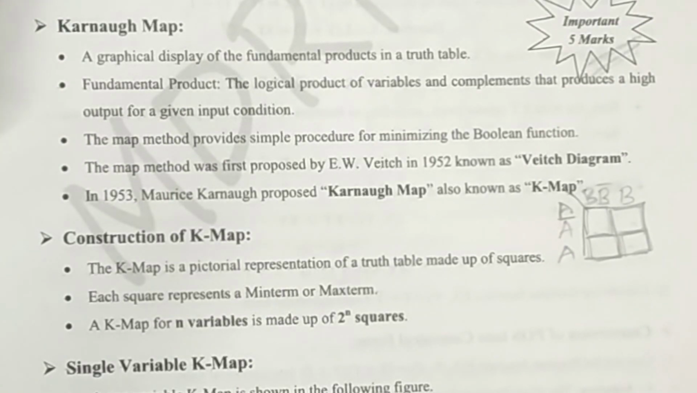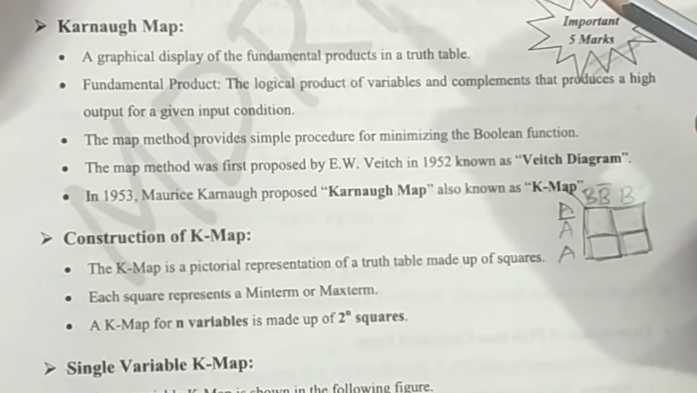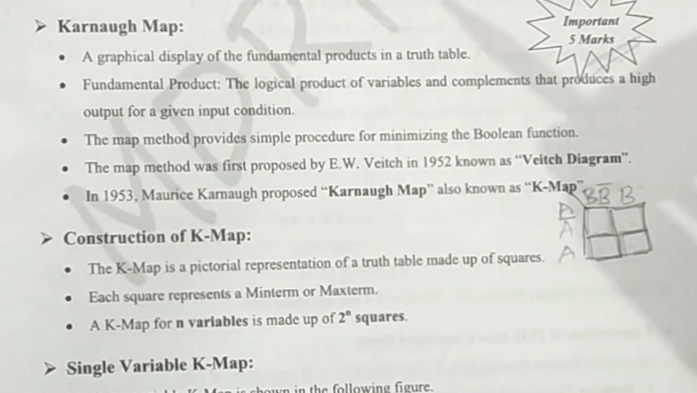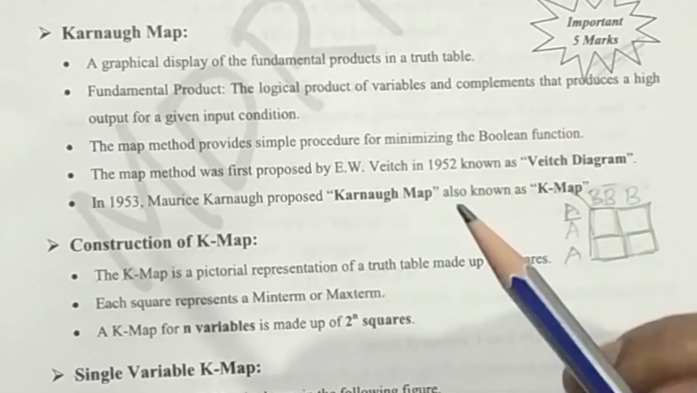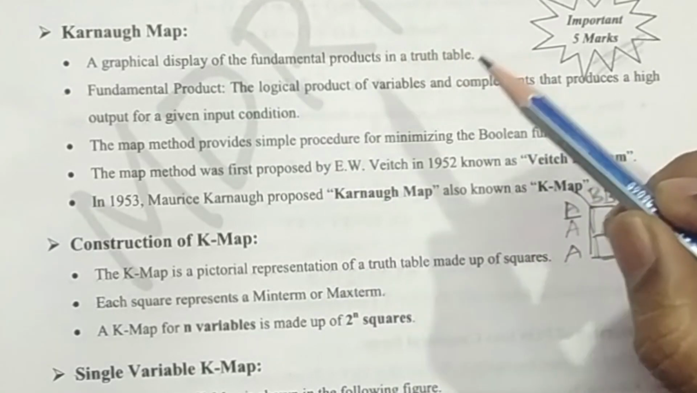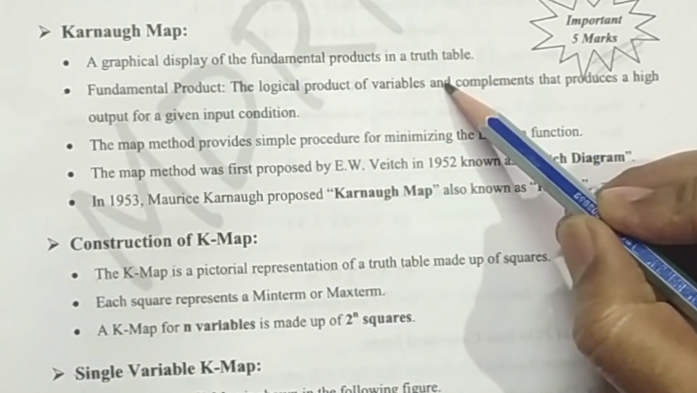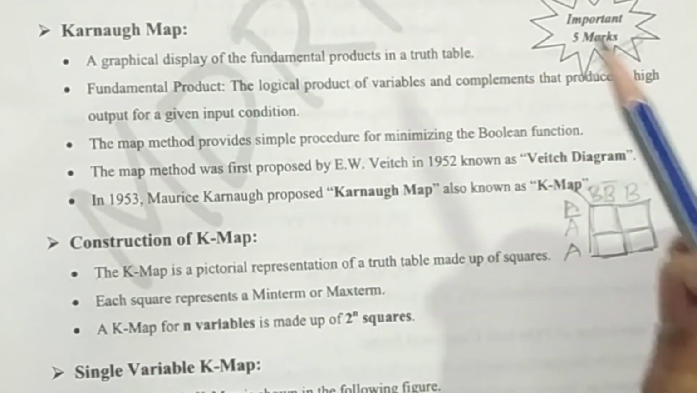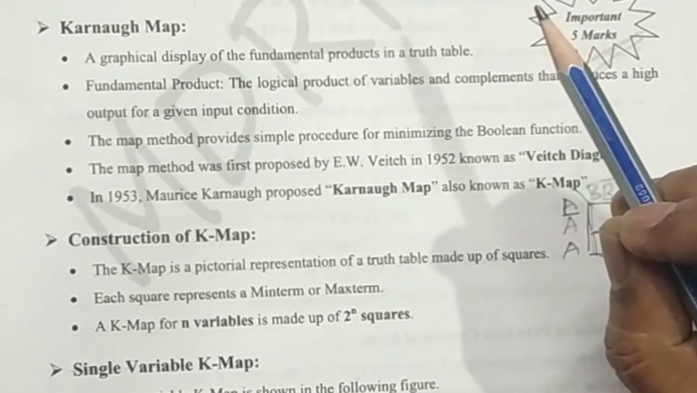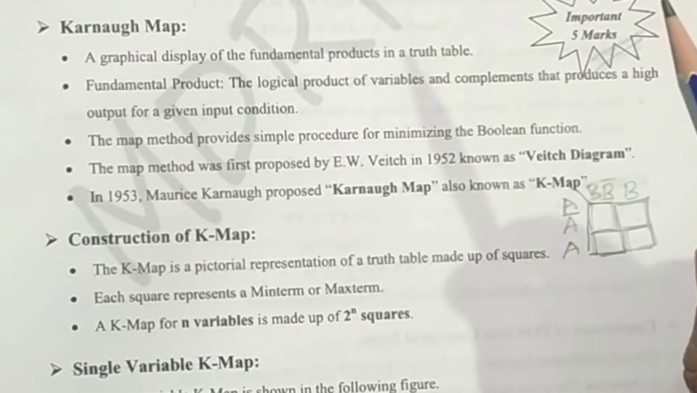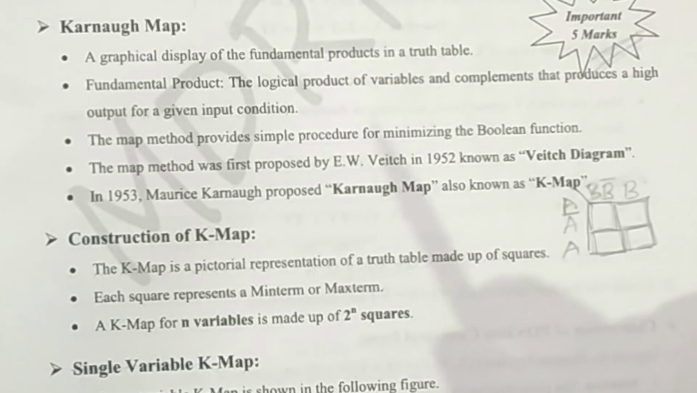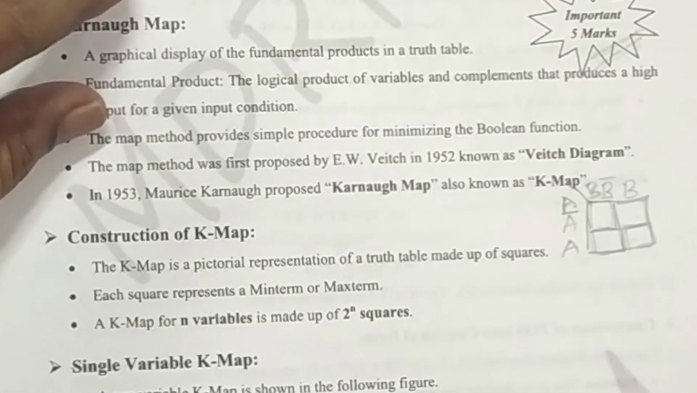Dear students, today we will see the Karnaugh map. It is also called the K-map. What is a K-map? A graphical display of fundamental products in a truth table. Graphical display of fundamental products in a truth table is called a K-map.